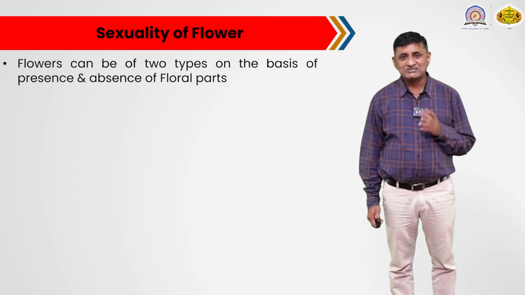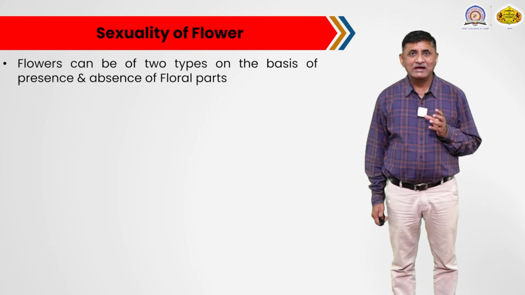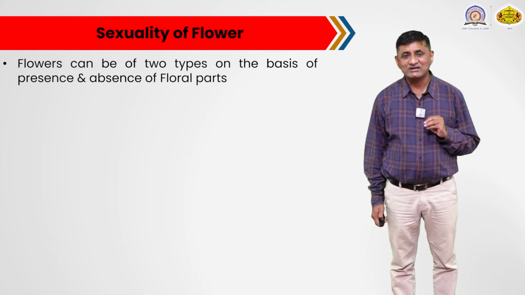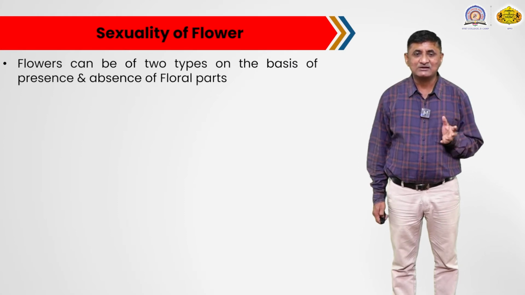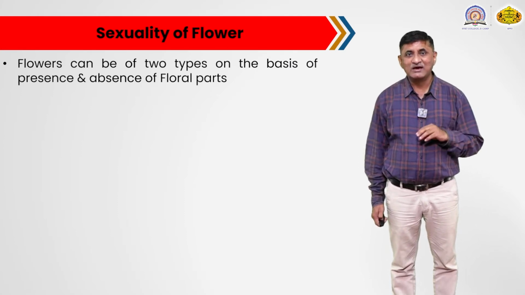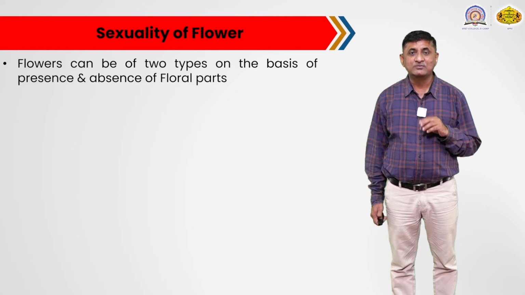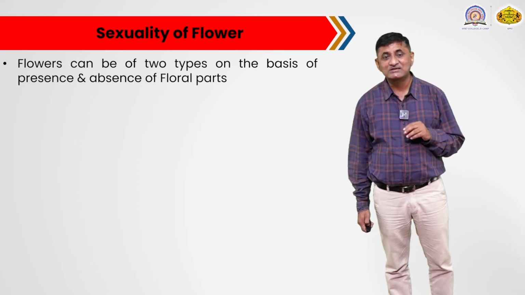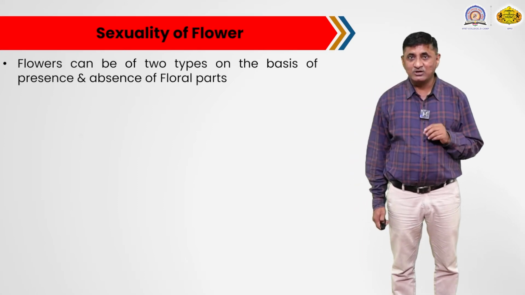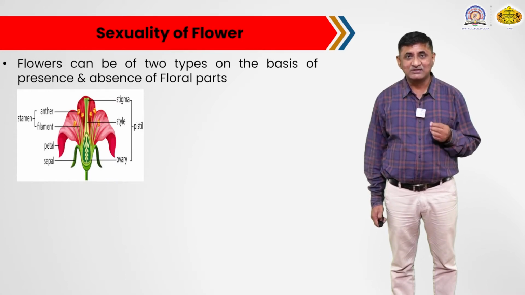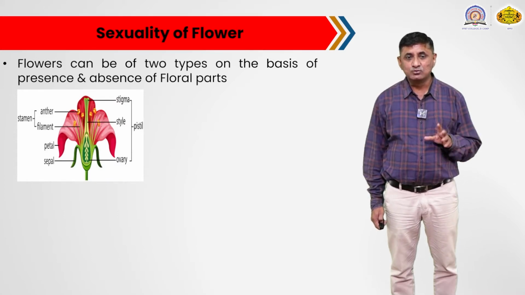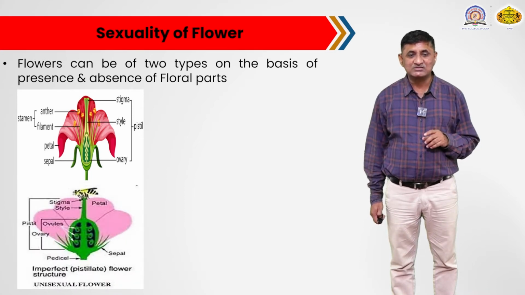On the basis of the sexuality of a flower, whether all the sexual organs are present, or some of them are not present, on the basis of that presence and absence of the sexual organ or reproductive structure in the flower, we can categorize a flower sexually into two types. You can see the first image.